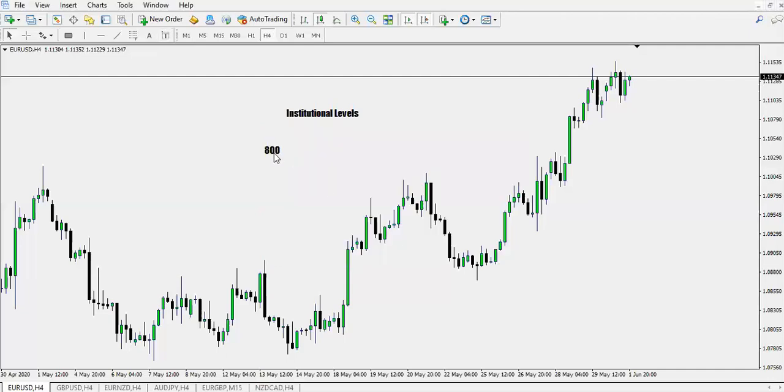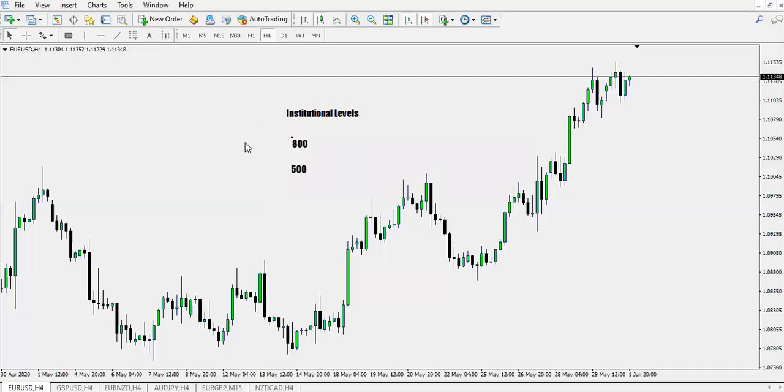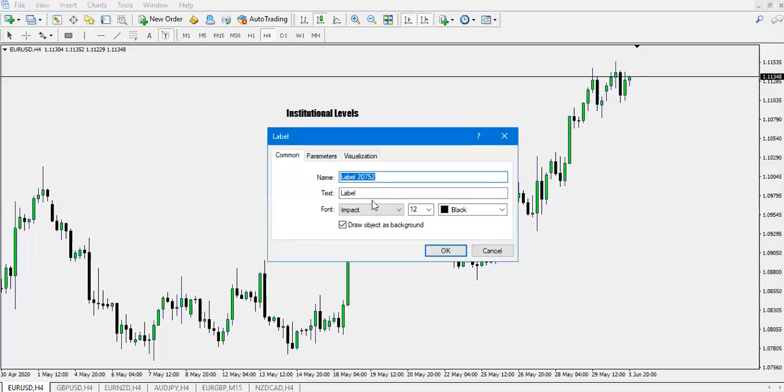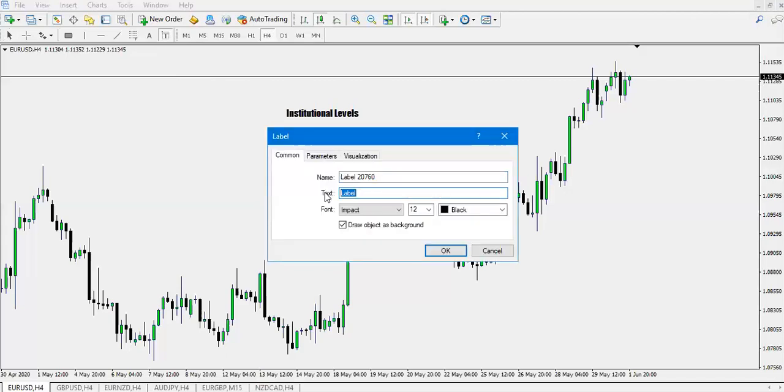prices. So our first institutional price, starting from the top, is 800. Our second price is 500. Our next price level is 200. And then our last price level is the round number of price.